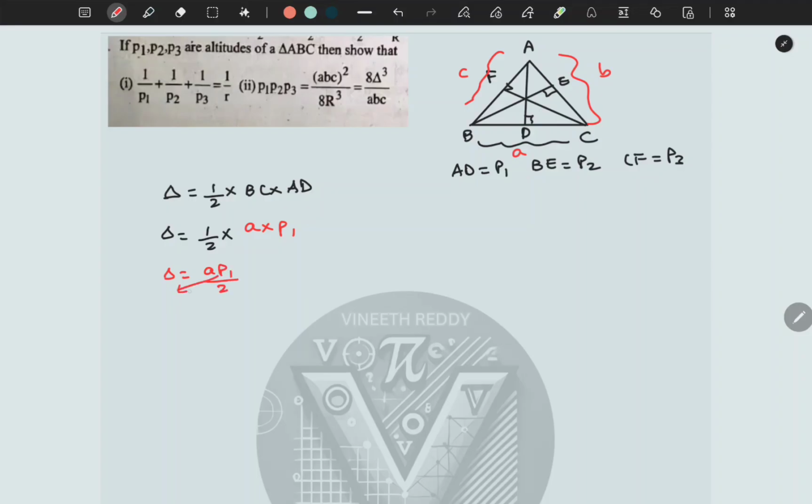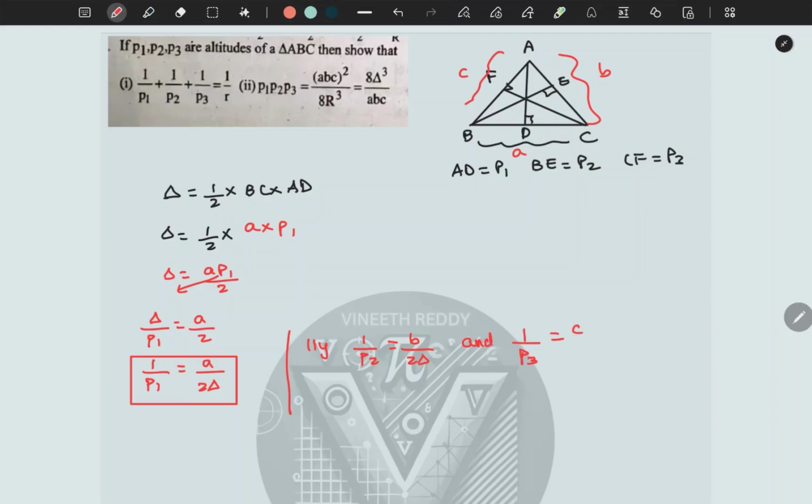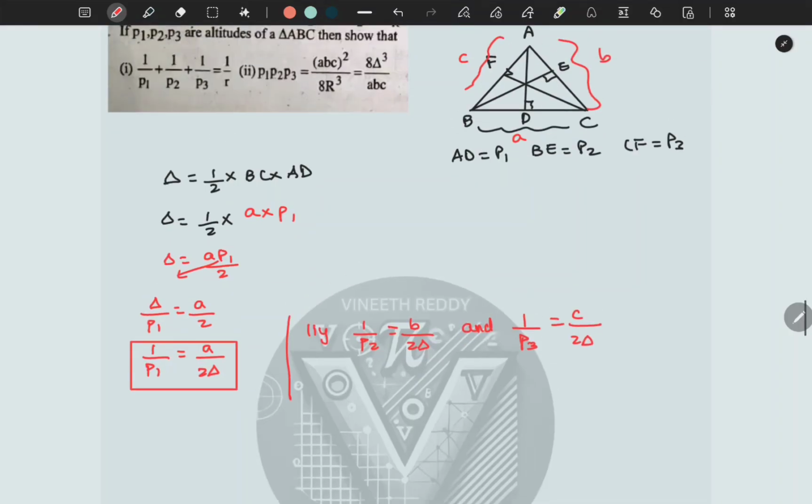Now we'll do one thing, we'll bring this P1 to the denominator. We get delta by P1 is equal to a by 2. Can we say 1 by P1 is equal to a by 2 delta? Yes. So this is an important relation. Now similarly, 1 by P2 should be b by 2 delta, and 1 by P3 should be c by 2 delta. I hope you are clear, right?